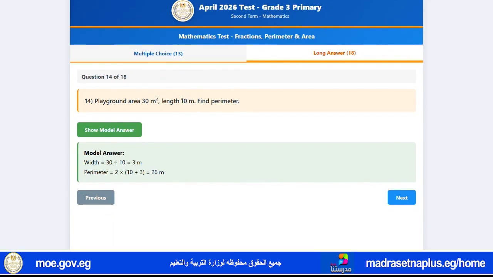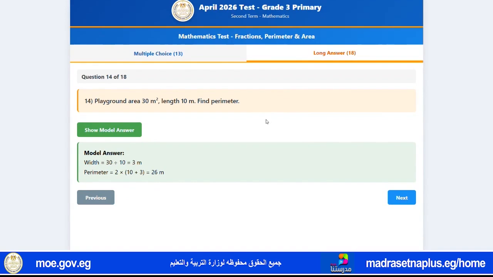When you have width, it's easy to get the perimeter. Why? You had length before. Perimeter equals 2 times 10 plus 3 equals 26 meters. In this problem, you have an area, and I ask you to get the perimeter. Sometimes I give you the perimeter and ask you to get the area. It's easy for you. Just you should get a link between them.